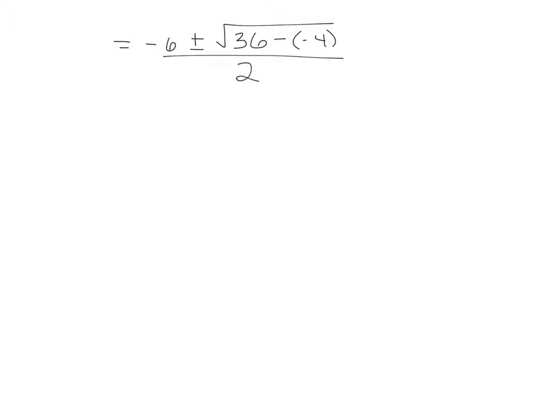Now we'll look at the inside of the square root, and we're going to do 36 minus a negative 4. Whenever we have minus a negative, that becomes a plus. So we have 36 plus 4, and that gives us 40. So now our problem is negative 6 plus or minus the square root of 40, all over 2.